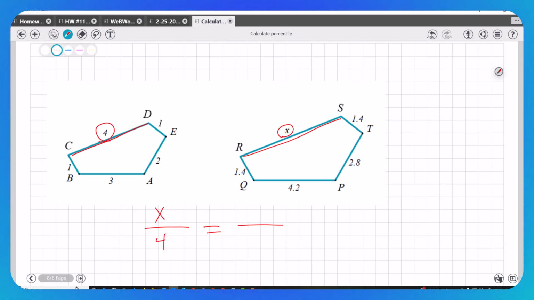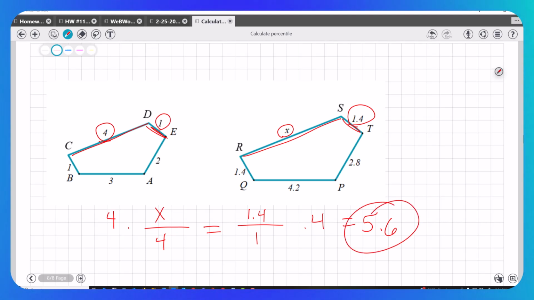And now I just pick any side. Again, it doesn't really matter which side you pick. I'm going to pick this one right here, 1.4. And I have to match it over here with that same similar side over 1. And how do I solve this? I multiply by 4. So I take 1.4 divided by 1, which is just 1.4, and I multiply it by 4 and I get 5.6.